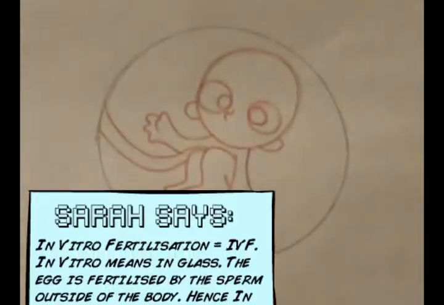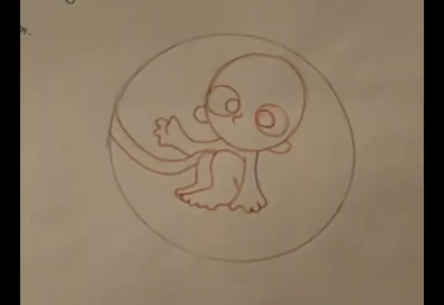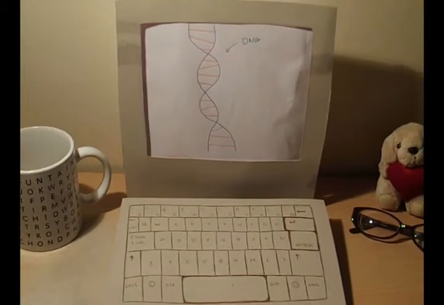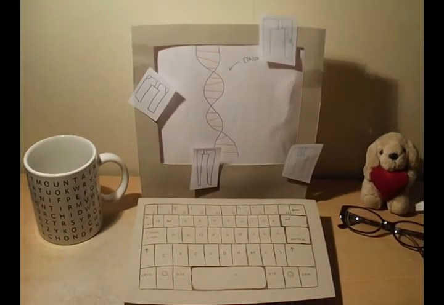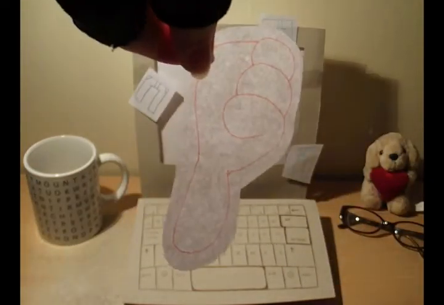PGD is a stage in IVF, where you take away a single cell from a growing embryo and read the DNA sequence. The DNA sequence will contain every possible gene that a child will have. Therefore, you can use PGD to find out whether that specific embryo is healthy or whether it is affected by any diseases.